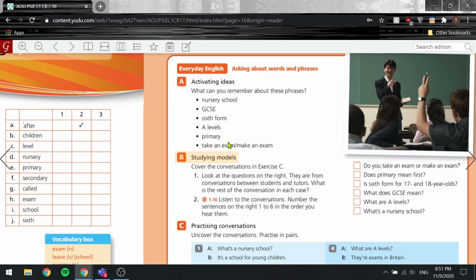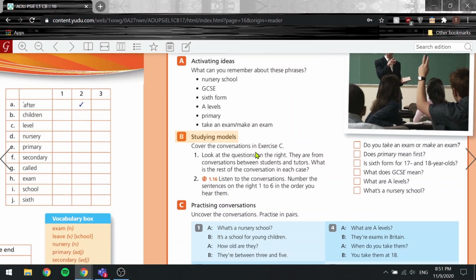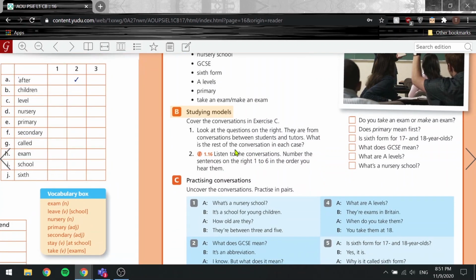Okay, then we have take an exam and make an exam. Okay, so we use the verb take and not make when talking about exams. So I take an exam. I took the exam. Okay, so we use the verb take when we want to go and do the exam. Okay, now let's go to exercise B.